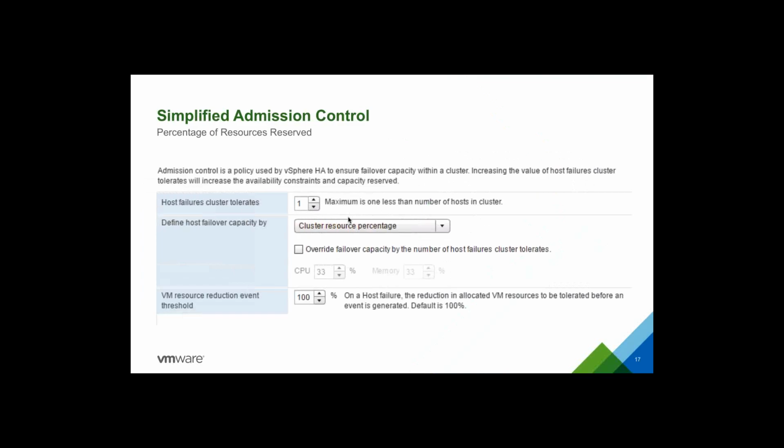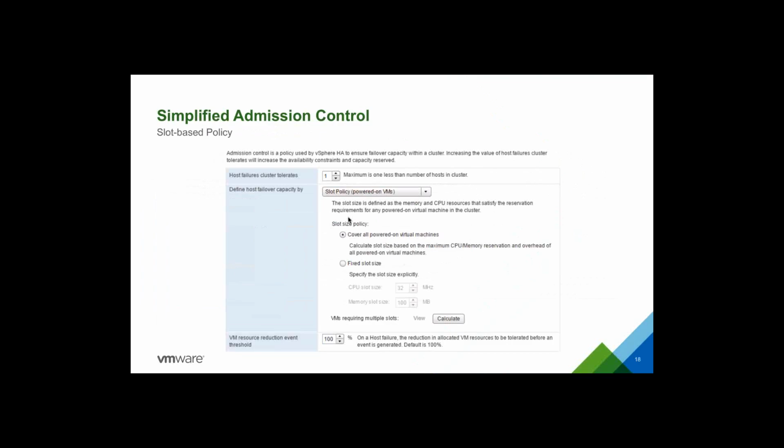On the percentage, this is just a couple of extra screenshots here to show what that would look like again. We have you define the number of failures that the cluster will tolerate. By default, it uses the percentage of resources reserved. We also can still do the slot-based policy. So you can choose, again, defining how many hosts you would tolerate within the cluster, and then you can let it do its slot-based calculation. And again, you could go in and override that using a fixed slot-based size.